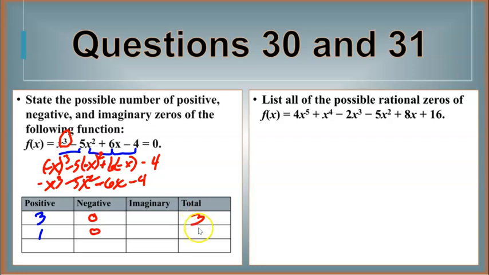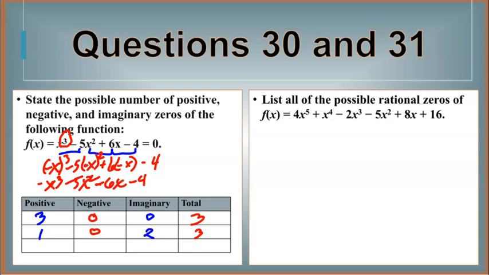So I can have a total of 3 solutions, or zeros. So if I have 3 positive, I can't have any negative or imaginary. But if I have 1 positive, 0 negative, that means I have to have 2 imaginary in order to get a total of 3. So those would be the possible numbers of positive, negative, and imaginary zeros.